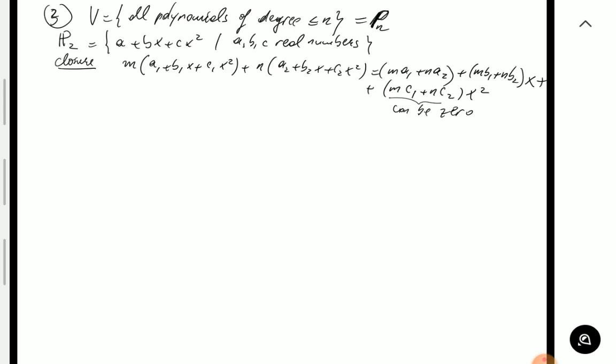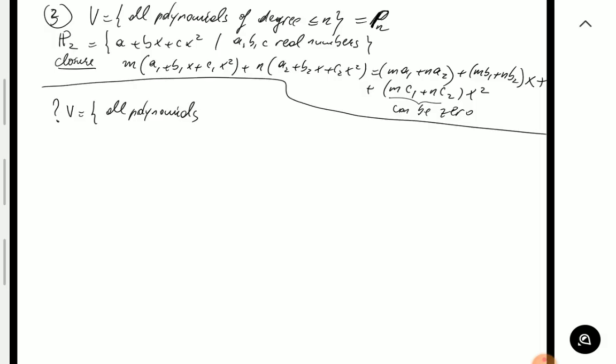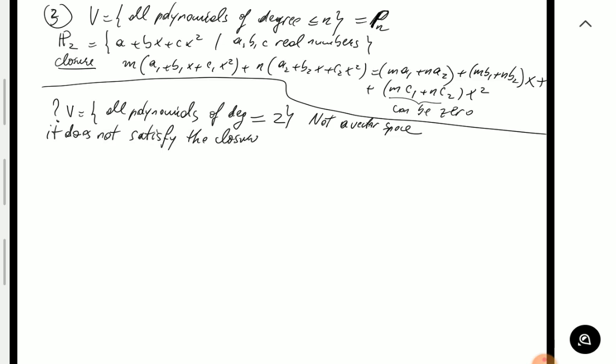So if I say, here's the vector space V, and I say all polynomials of degree exactly equal to 2, that's not going to be a vector space, because it does not satisfy the closure properties. And whenever you have to show that something is not a vector space, always be prepared to actually provide a counterexample.